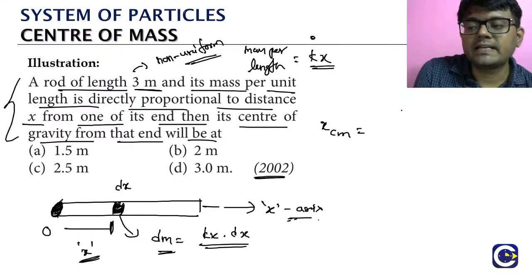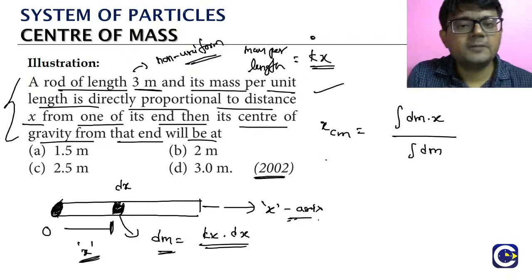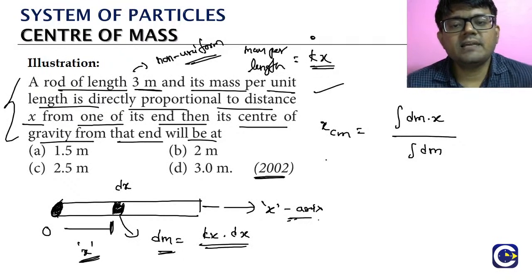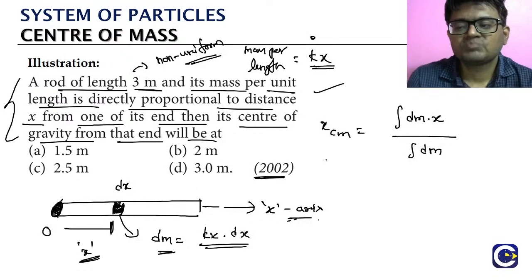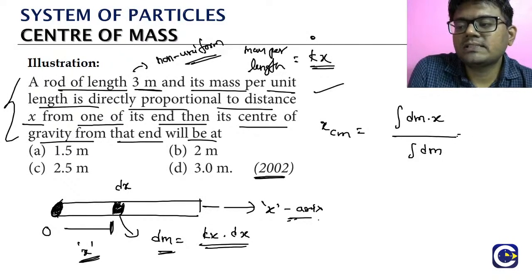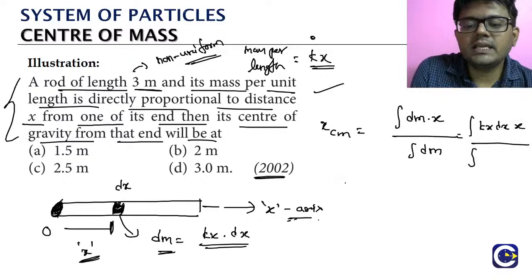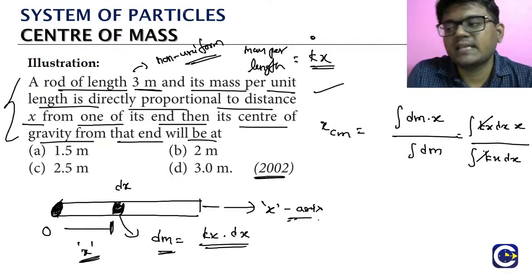What is the formula for the x coordinate of the center of mass? For an extended body, x center of mass is integral dm into x divided by integral dm. We saw this in the last class. Here dm is kx dx, so integral dm into x has another x, and integral dm is just kx dx. The k comes out of both numerator and denominator, because k is a constant.